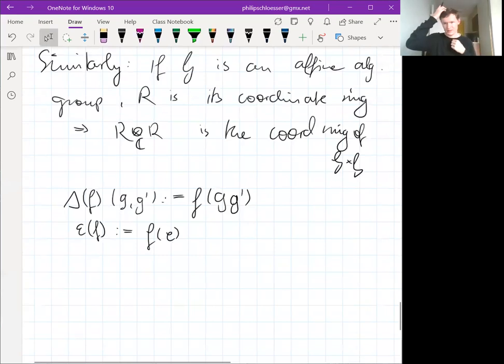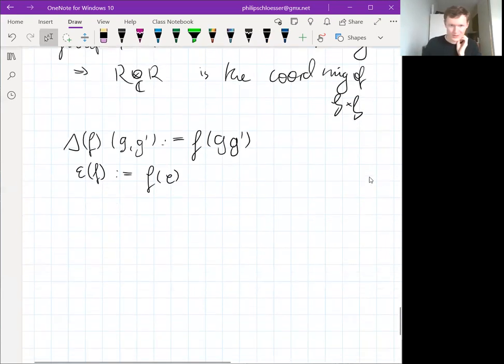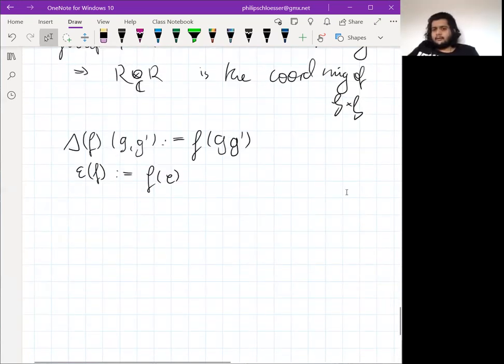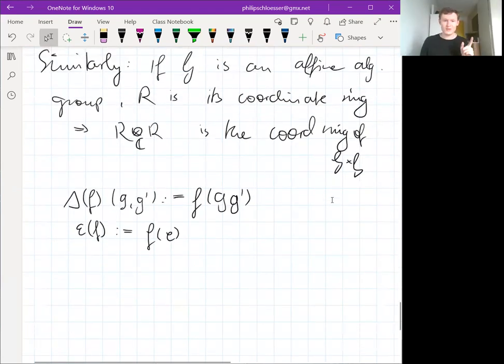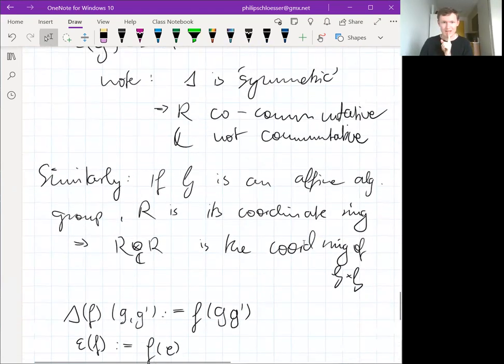I guess a similar thing could be done for Lie groups, where you consider the smooth functions on that Lie group. You just need to work in the correct category of rings, because just taking the tensor product in the category of rings doesn't give you C infinity of some Cartesian product. So you would need to work a bit harder for that. This is once again commutative though. Well, this is now commutative, but not co-commutative. And this makes it dual to this thing here.